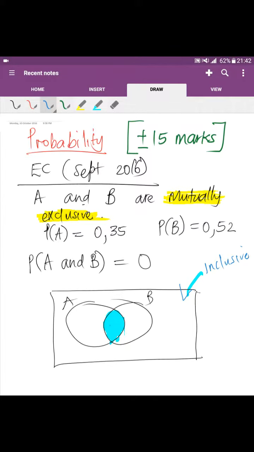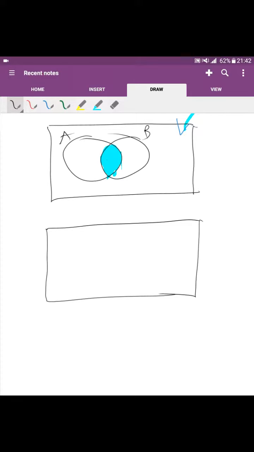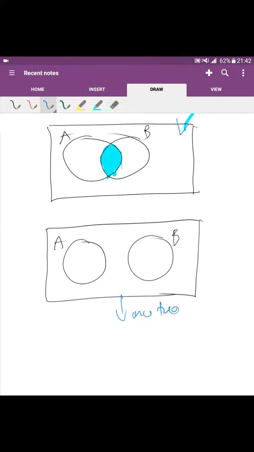All right, I hope we all got that. Now I'm going to look at another Venn diagram. I've got event A and event B, and on this one they are said to be mutually exclusive. Why are they mutually exclusive? It's because there is no intersection. Remember, there is no intersection. So if there is no intersection, that tells us that these two events are mutually exclusive.